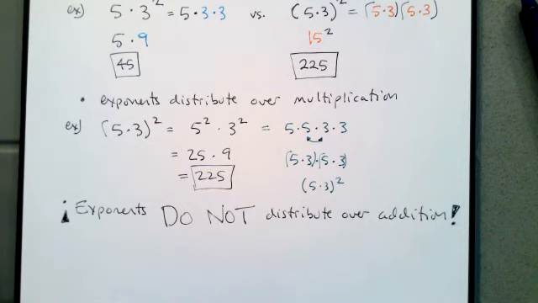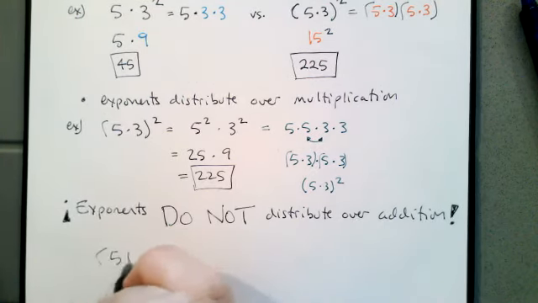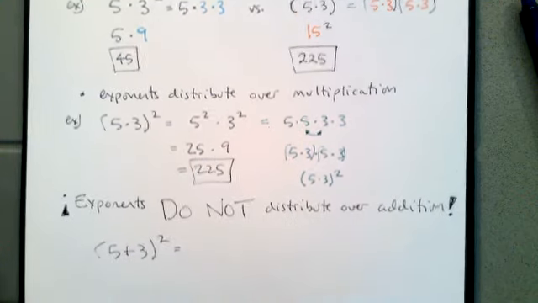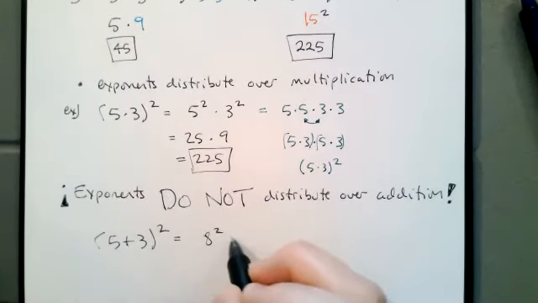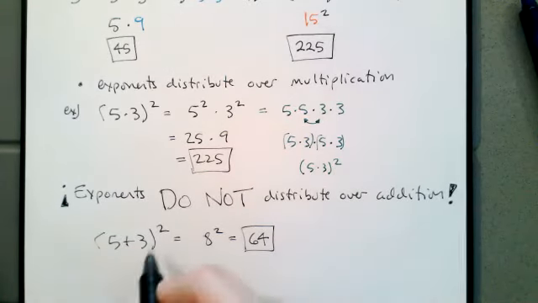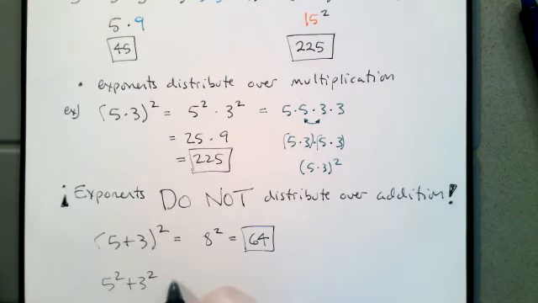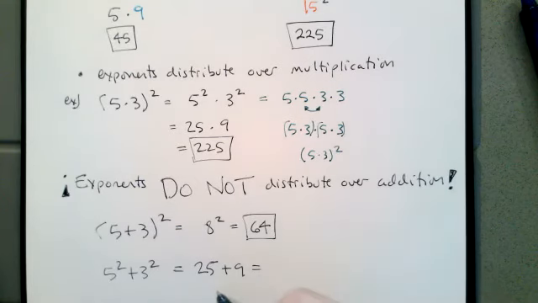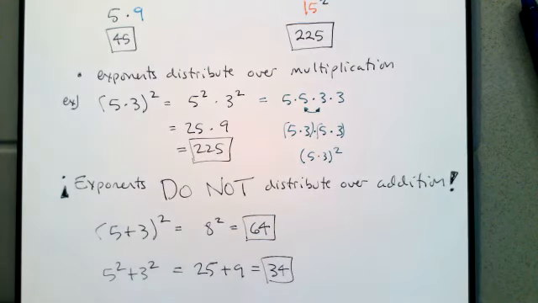So that means exponents do not distribute over subtraction as well. The way that you're going to remember this is you're going to look at this, but with plus. If I write 5 plus 3 squared, the parentheses say, do the addition first. 8 squared, 64. But if I look at 5 squared plus 3 squared, 5 squared is 25, 3 squared is 9. That's not 64. That's 34. Not the same.